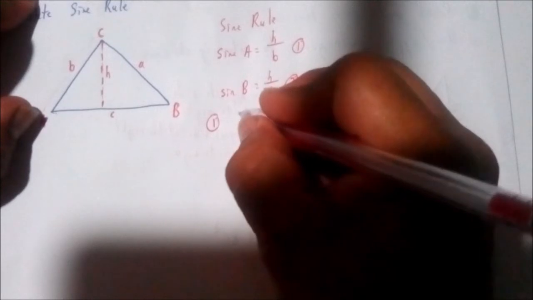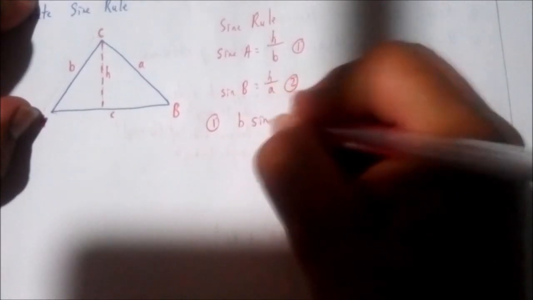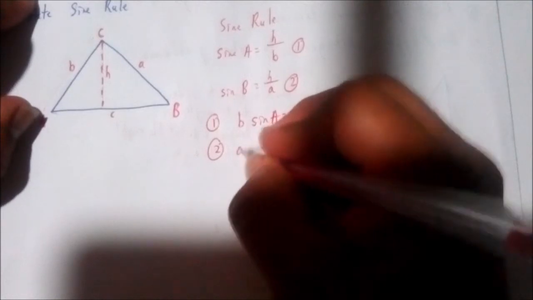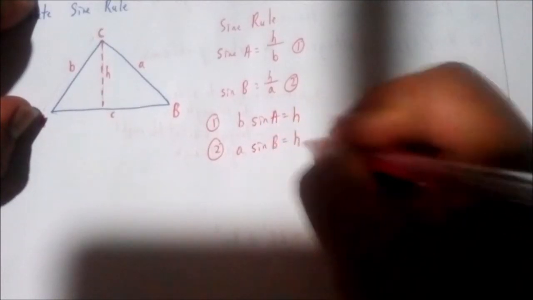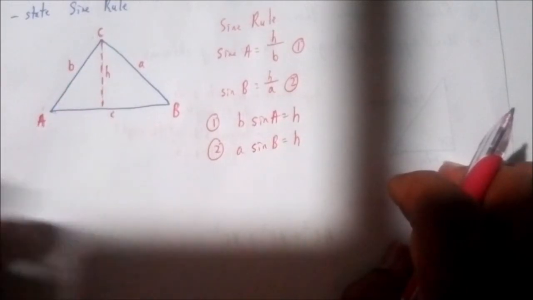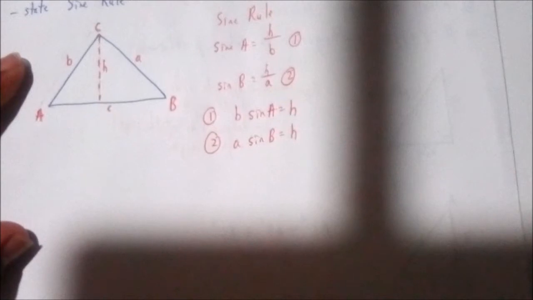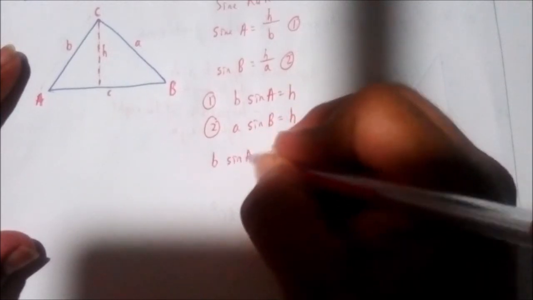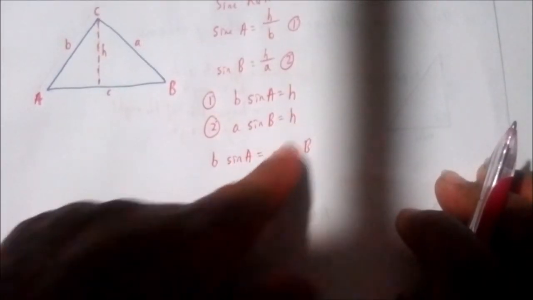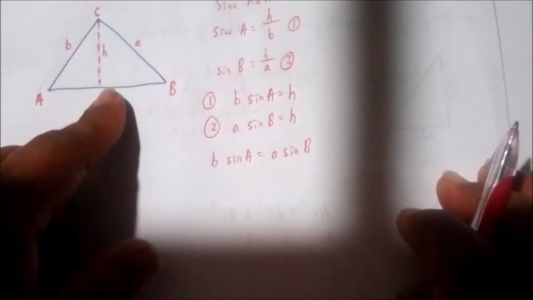Now we will rearrange both equations to get h by itself. Remember, this is equation 1. We cross multiply and end up with b sine A equals h, and for equation 2 that becomes a sine B equals h. Notice that both of them have something in common: the height. Both of them have the same height. So we equate them: b sine A must equal a sine B. Why? Because both are equal to the same h, given that they're talking about the same triangle.